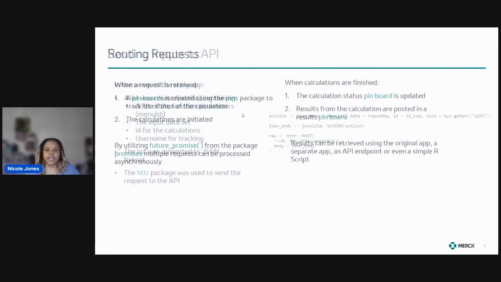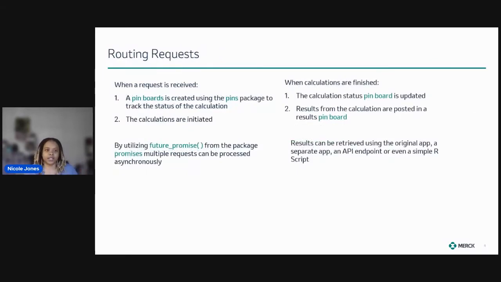Once we got the data to the API, we had to look at how the API would actually route these requests and process them. When a request is received, a pins board is created using the pins package to track the status. A board is basically just a place to store the actual information. The calculations are then initiated. These two actions happen simultaneously.